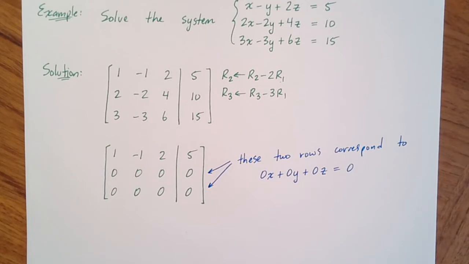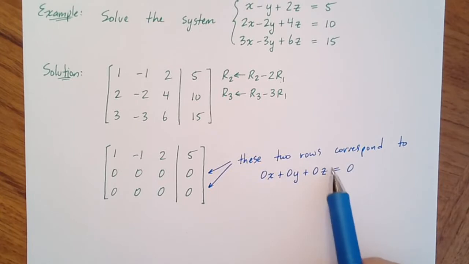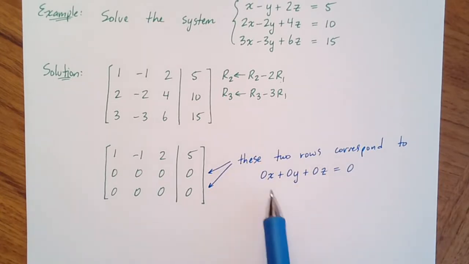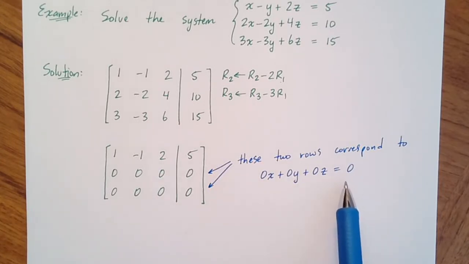And the answer is no, because no matter what x is, this first term is just going to be 0 times x, which is 0. No matter what y is, this second term is equal to 0. And no matter what z is, this term is equal to 0. So no matter what, you have 0 plus 0 plus 0 on the left-hand side, which just evaluates to 0. And on the right-hand side, you also have 0. So this equation is vacuously true.